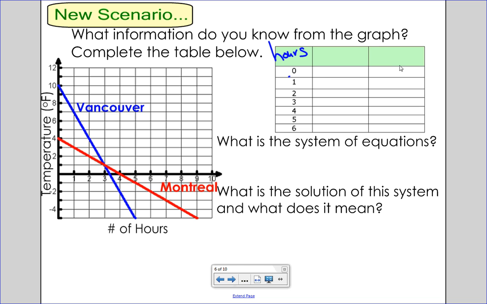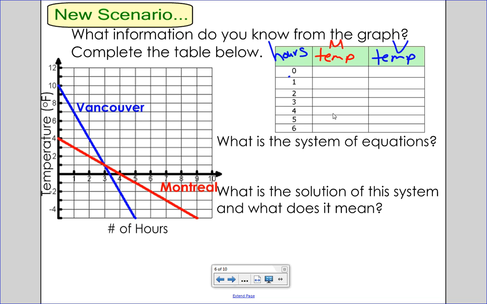And what is the y column? On my graph, what does it say it is? The temperature. So at hour 0, and this is temperature. I'll change the colors. I'll make them the same colors on the graph. So the red one will be the temperature of Montreal. The blue one will be the temperature in Vancouver.